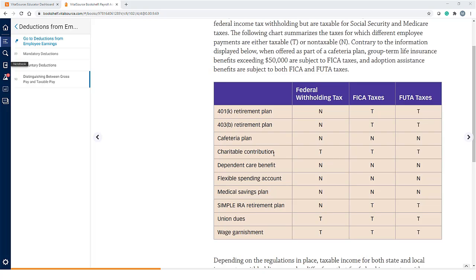When money is deducted for charity, it is subject to federal income tax. It is subject to Social Security and Medicare tax as well as federal unemployment tax. What about, let's say, a flexible spending account? A flexible spending account is not subject to federal income tax, not subject to Social Security and Medicare taxes, again we call them FICA taxes, and is not subject to federal unemployment tax. All right, so bookmark this and let's go back to the example.